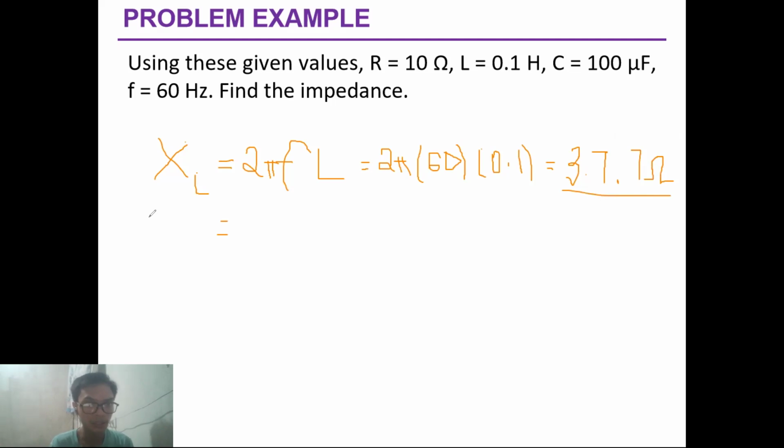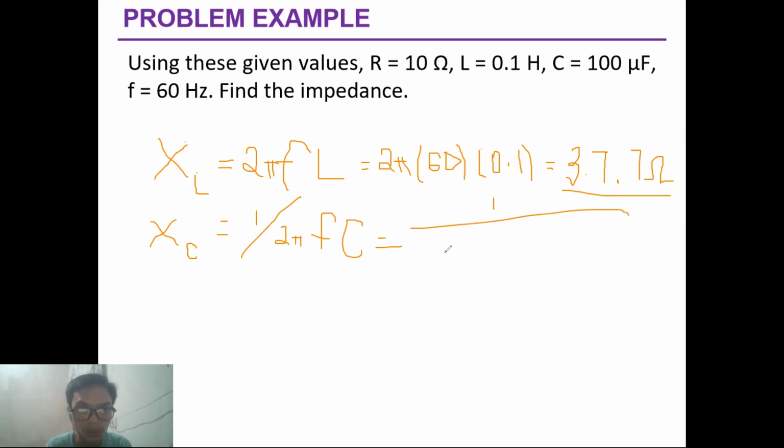Next, we need to find the capacitive reactance. So we have 1 over 2 pi f C, but this involves capacitance. Let's substitute the given values.